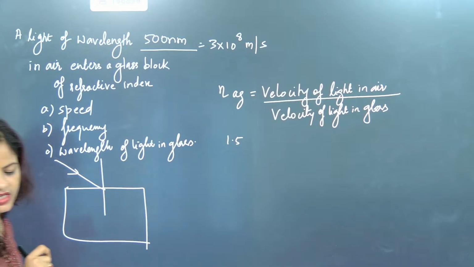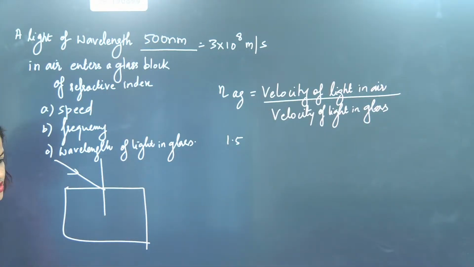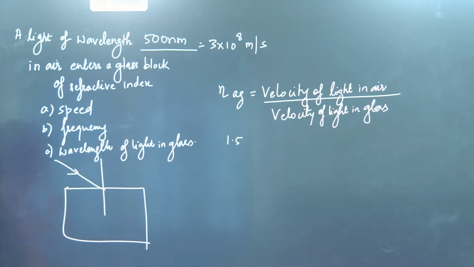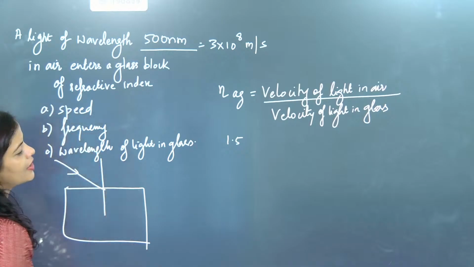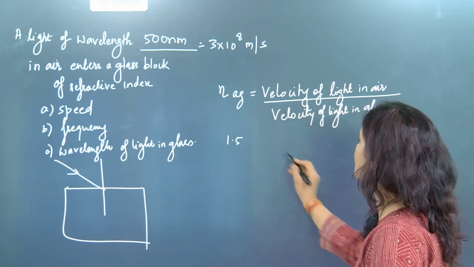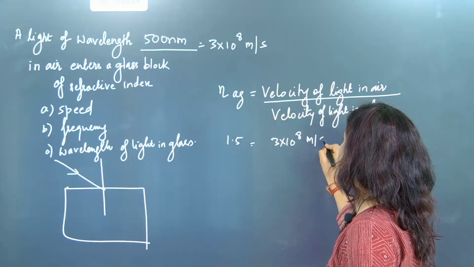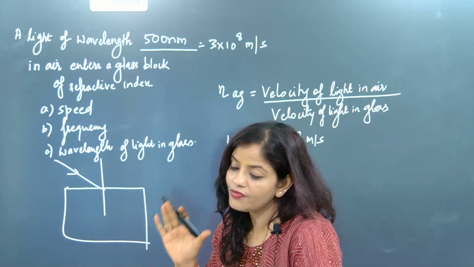Now, velocity of light in air is 3 into 10 to the power 8. And what will be the refractive index in glass? The refractive index in glass is 1.5. So directly we can write like that: 1.5 is equal to 3 into 10 to the power 8 meter per second divided by the velocity in glass. So we will come to know the velocity of light in glass.